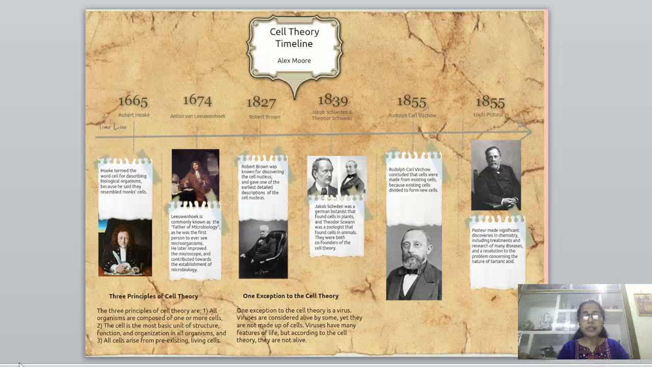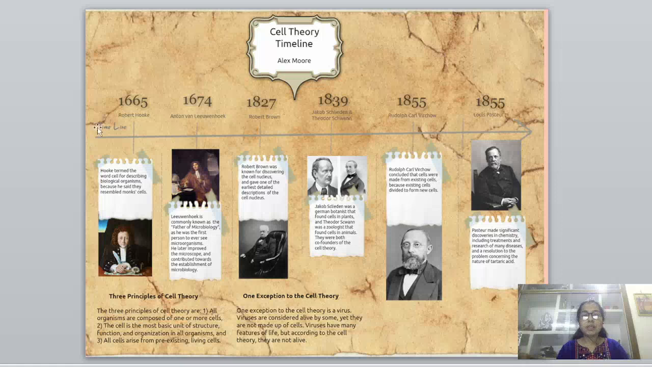But there is one exception to the cell theory, that is the virus. Viruses are always a conflicting topic. Viruses are considered alive by some because they enter the cell and become alive, but they are not made up of cells. Viruses have many features of life, but according to the cell theory, they are not alive.